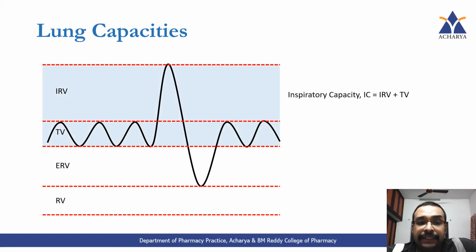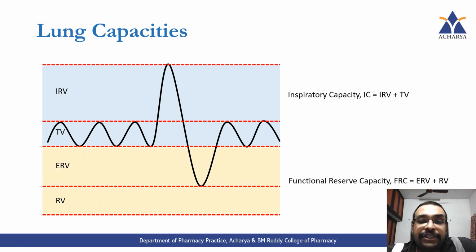Now let us look at capacities. If you take a total of the inspiratory reserve volume and tidal volume, it is called inspiratory capacity. This is the total capacity of air that can be inhaled by a lung when you try your best. That is, when you try to inhale completely, this is the maximum amount of air that can be held by the lungs. As you may be aware, capacity is the amount of substance that can be held by a container or by a space. So assuming that your lung is a container, inspiratory capacity basically refers to the maximum amount of air that can be inspired by your lung when you do an active respiration process.